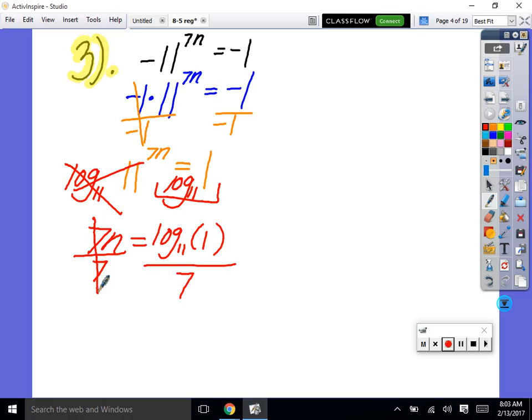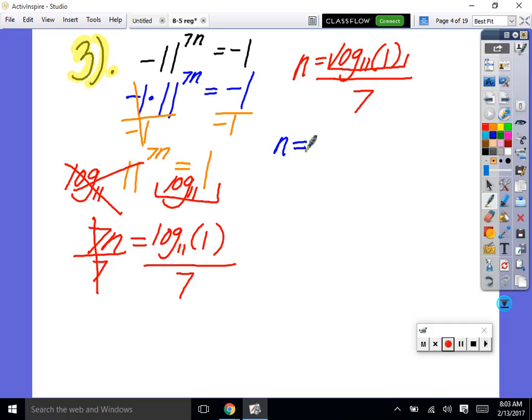So this is going to be one of our answers. We have n is equal to log to the base 11 of 1, all over 7. Now you're going to have to type it into your calculator. Do we know how to type that into our calculator? Yeah, but we have to use what formula? Change of base formula. So I want to see you write it out.